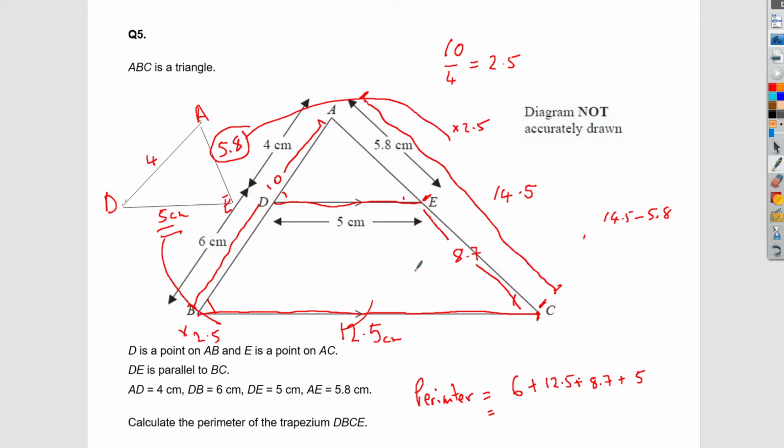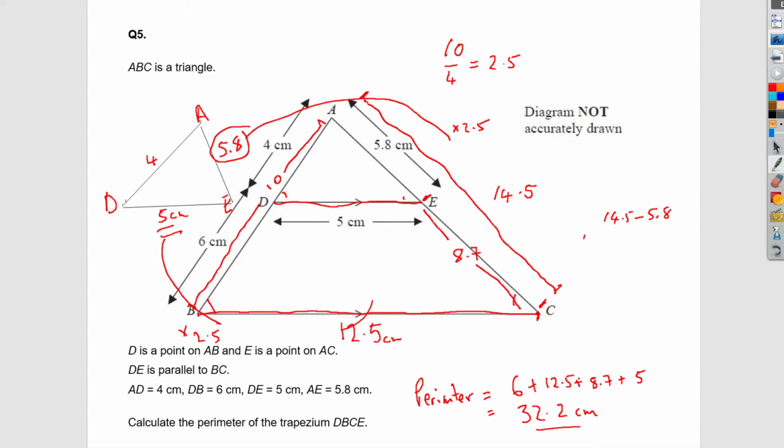So once we added all these sides together, we get 8.7, add 5, add 12.5, add 6, add all those sides together, we're going to get 32.2 centimeters. Let's just double check that. 20, 31, 32.2. Okay, good. So just double check that as we're going through it, how we work through the process.